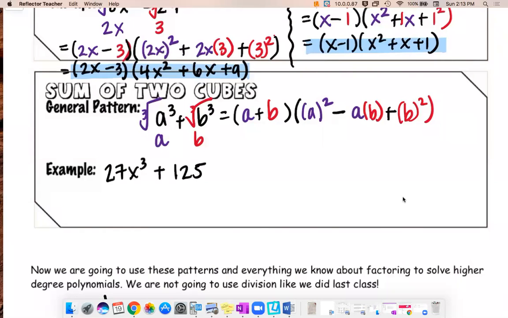Okay, so remember, first thing we do is we do the cube root of each of these things. We notice there's a plus in the middle. So let's see, we know the cube root of 27 was 3 because 3 times 3 times 3 is 27. Cube root of x cubed is just x. And the cube root of 125 is 5 because 5 times 5 times 5 becomes 125.